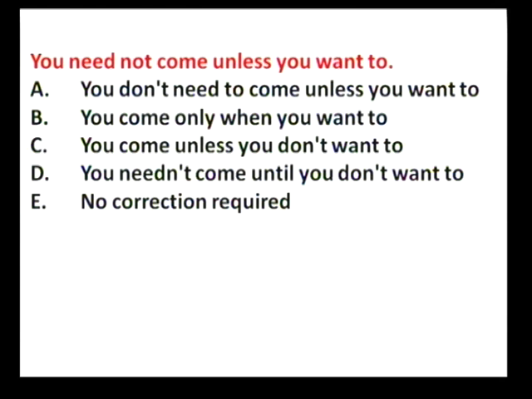You need not come unless you want to. Now if you see, this whole question is marked in red, which means the whole sentence could be wrong. But if it's not wrong, you can choose option E. Now what are the correction options we have? You don't need to come unless you want to. You come only when you want to. You come unless you don't want to. You need not come or needn't come until you don't want to.